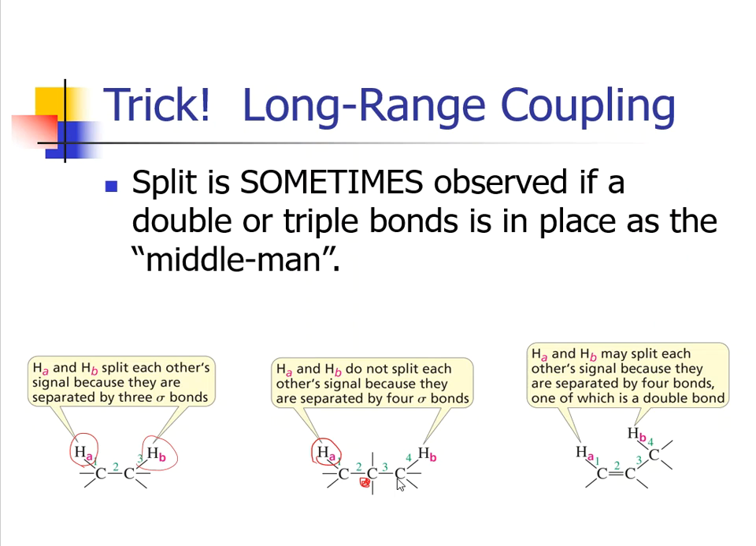It's too far down. So we never really include those. We only include the adjacent ones. However, there is an example here that is a little tricky, and that's when double bonds are included.